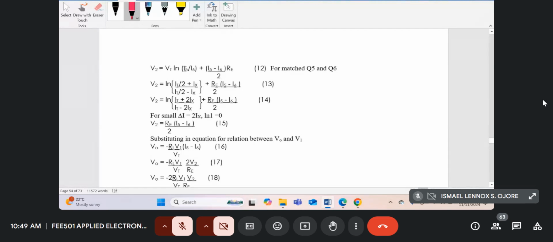Now let's substitute for values of I5 and I6. Remember, I5 was equal to IT by 2 plus IX, and I6 in our circuit was equal to IT divided by 2 minus IX. So that's how we get 13. And if we multiply the numerator and denominator inside the natural log by 2, we get natural log of IT plus 2IX all divided by IT minus 2IX, plus Re into I5 minus I6 divided by 2. So this term remains the same.